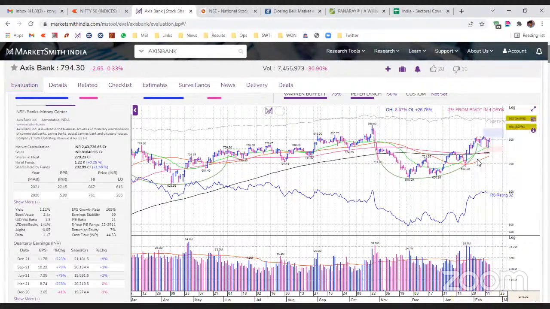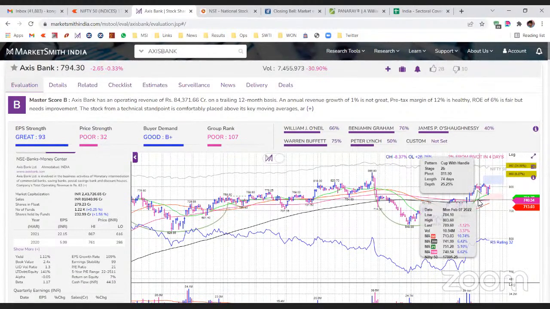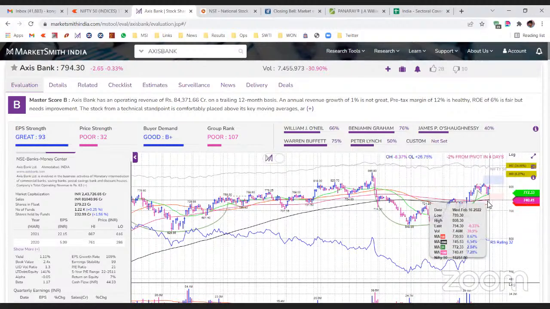For fresh positions, I think it's a slightly risky proposition at this point because of volatility in the market and the overall economy as well. If you are holding the stock in your portfolio, you can keep the 21 DMA as a stop loss, which is 3% from CFD.